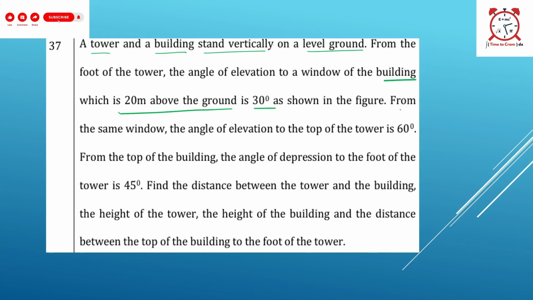First, let us read the question. From the same window, the angle of elevation of the top of the tower is 60 degrees. From the top of the building, the angle of depression to the foot of the tower is 45 degrees. Find the distance between the tower and the building, the height of the tower, the height of the building, and the distance between the top of the building and the foot of the tower.